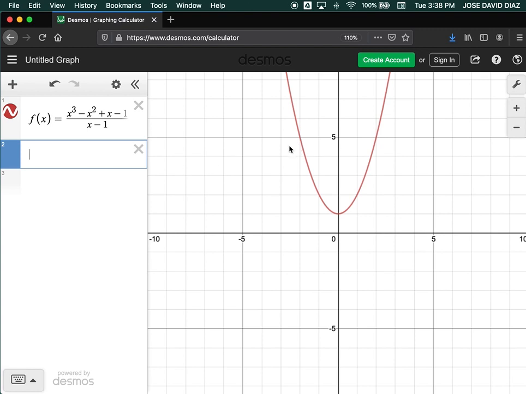So therefore, as we go from the left, the y value gets closer and closer to 2 as x approaches 1. But does it ever reach 2? No, it becomes undefined. And from the right, it also approaches 2. So even though there's no value at 1, the limit is still 2 because it approaches the same value from the left and from the right.